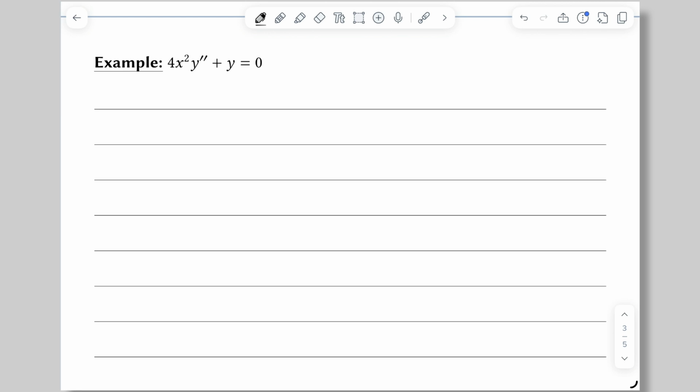Remember that the form of solution for a Cauchy-Euler equation is y equals x to the m. Using that, I'd like you to pause the video and solve the differential equation.